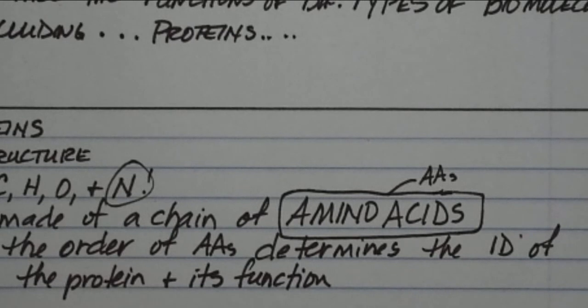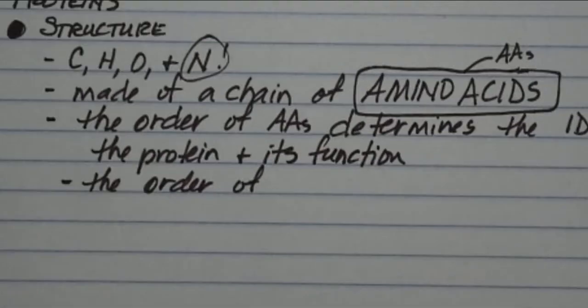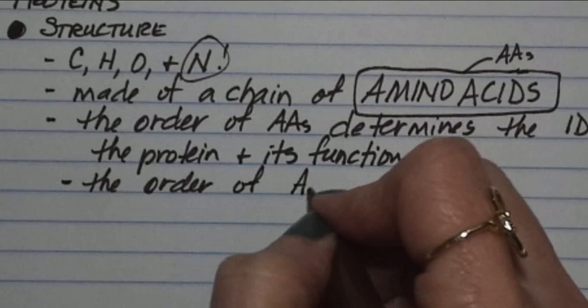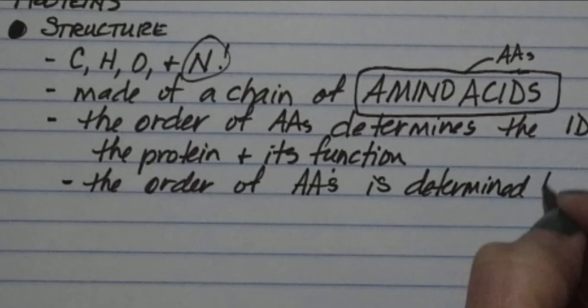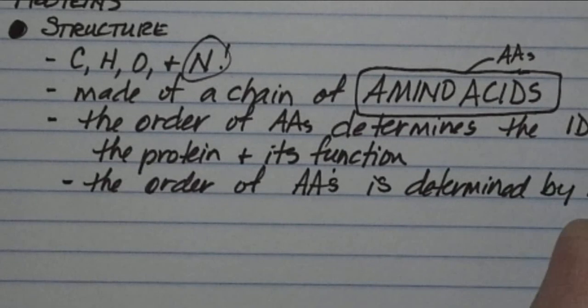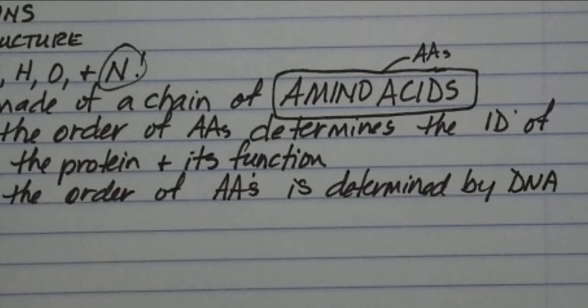The order of the amino acids is determined or made by the DNA. We say that the DNA expresses itself as a protein. So your DNA is safe inside the nucleus, right? We don't want our DNA messed up, so it stays safe inside the nucleus. It's got the instructions. The instructions are to make a protein. So it expresses those instructions in the actual form of making the protein itself.